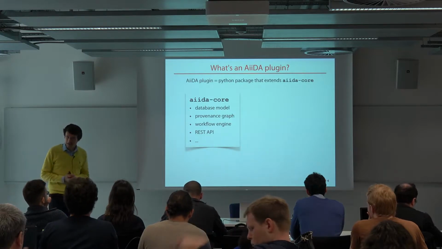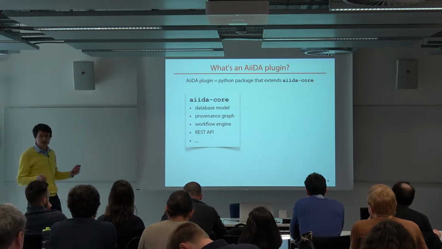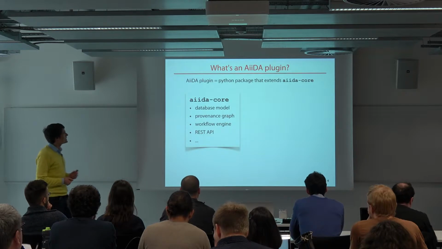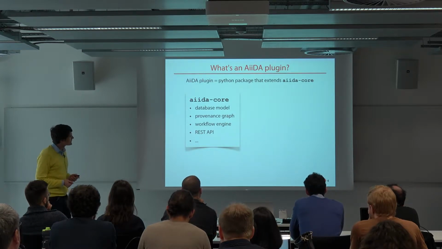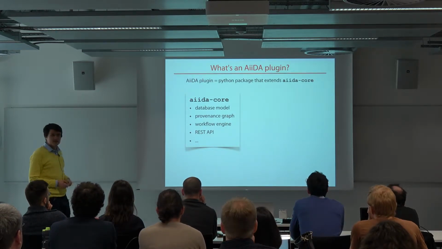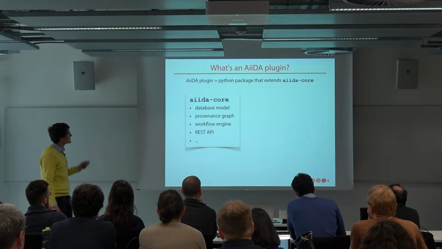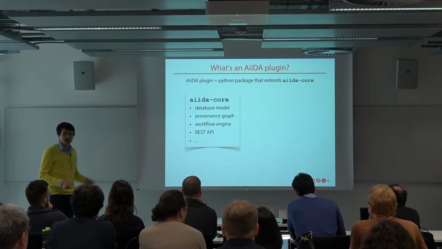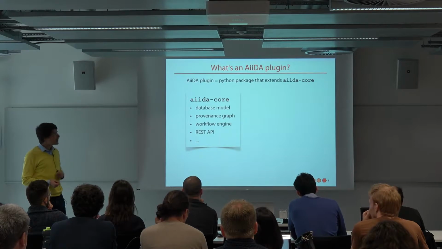First of all, what is an AiiDA plugin? So an AiiDA plugin is a Python package that extends the functionality of aiida-core. aiida-core provides the basic infrastructure. It provides the database model, it provides the provenance graph, workflow engine, REST API, and more.